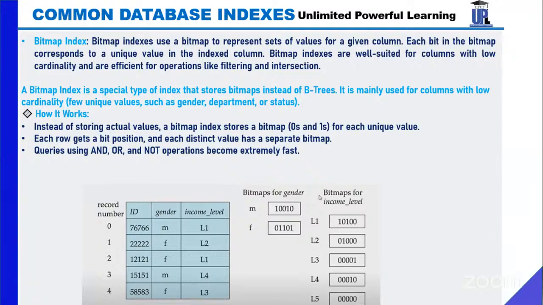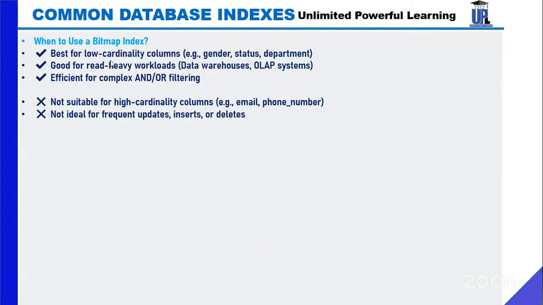Usually, if I want to perform AND, OR, NOT operations, then sometimes people, instead of using a B-tree, can use a bitmap index as well. It is best for low cardinality columns like gender, status, department. Good for read heavy workloads, data warehouse and OLAP systems, efficient for complex AND/OR filtering. Not suitable for high cardinality columns like email, phone number, lengthy details. Not ideal for frequent updates like inserts or deletes.